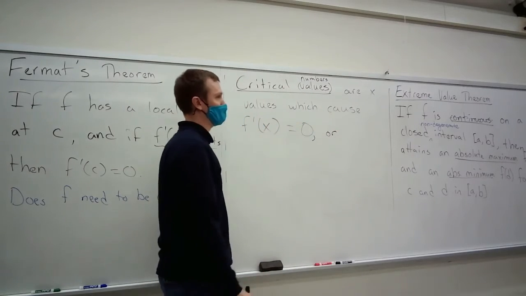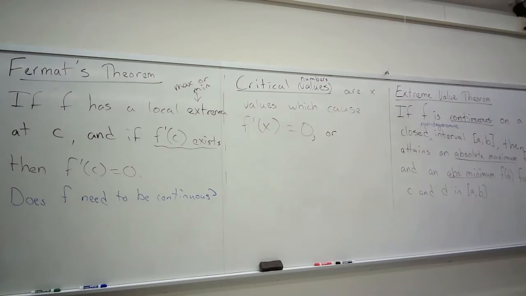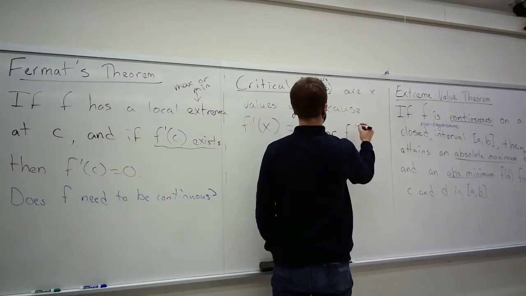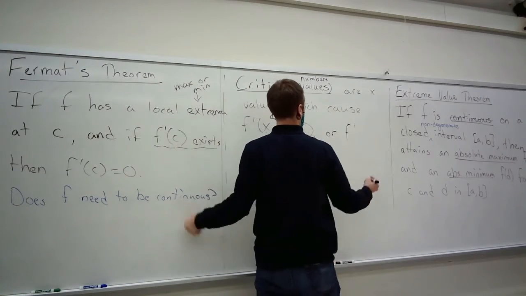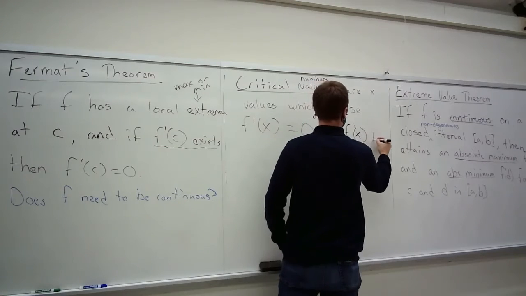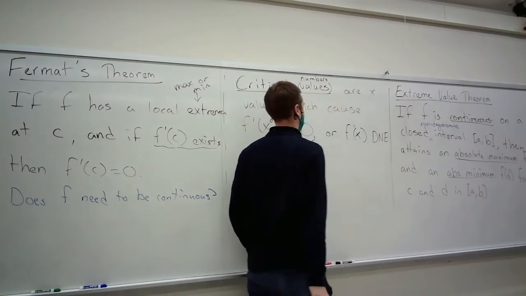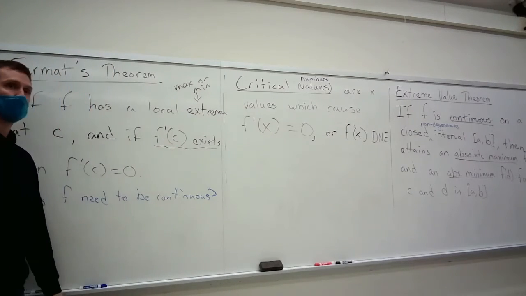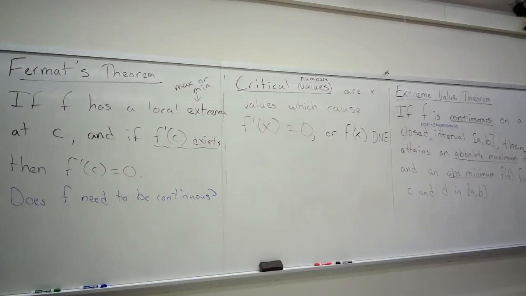Or, a little bit more to that. And this comes back to the removal of that word continuous. What if our function is not continuous? What if even this doesn't happen? Critical numbers are not just the places where our derivative is zero, because that implies this could happen, but what about all the places where we can't find the derivative? Okay.